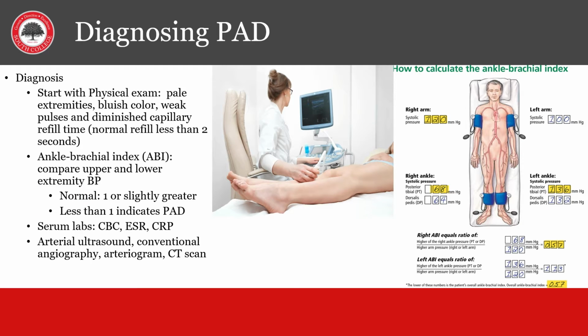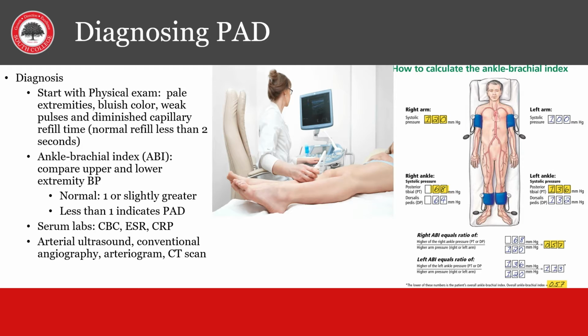To diagnose peripheral arterial disease, you need to do a history and physical examination. They will complain of claudication and have a history of conditions like diabetes type 2, hypertension, hyperlipidemia, etc. Exam will show pale extremities. You may see a bluish color to the legs and toes. Hemosiderin deposits may be seen in the skin. The pulses will be diminished and the capillary refill time will be much longer than expected.